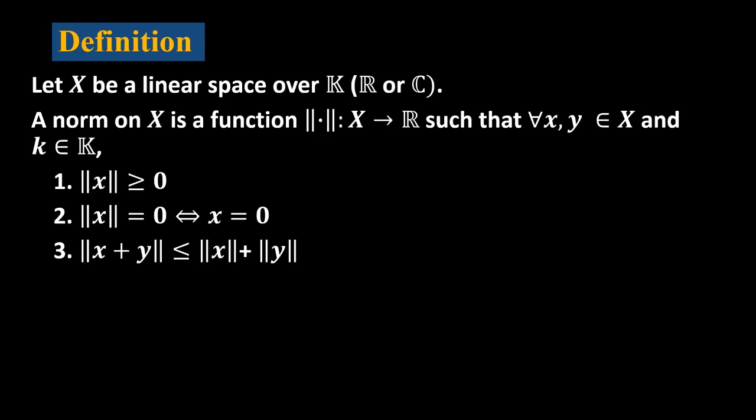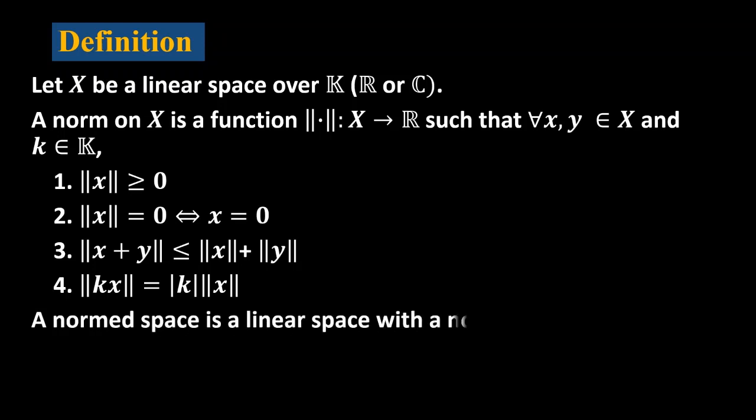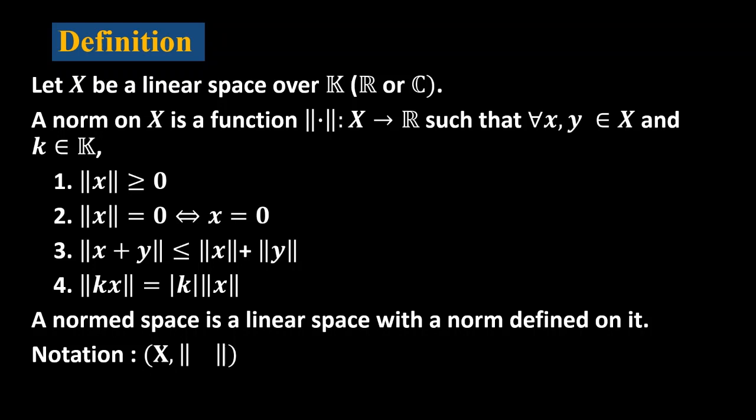Third property, norm of x plus y is less than or equal to norm x plus norm y, which is known as the triangular inequality. And the last one, norm of kx equals mod k into norm x. Here k may be real or complex. If these four properties are satisfied, then we say that a linear space X together with this norm is called a normed space, and its notation is X with a norm defined on it.